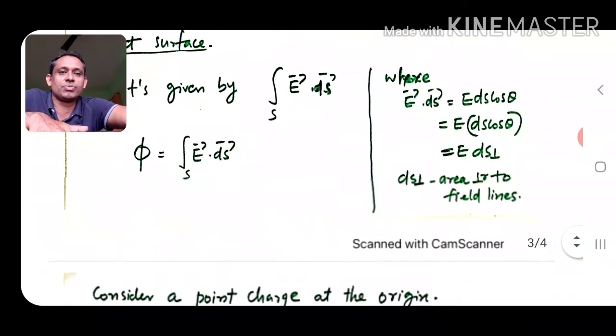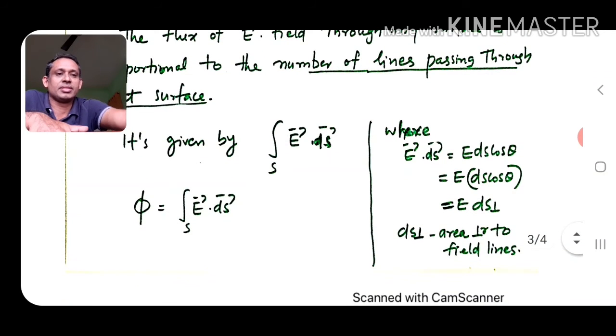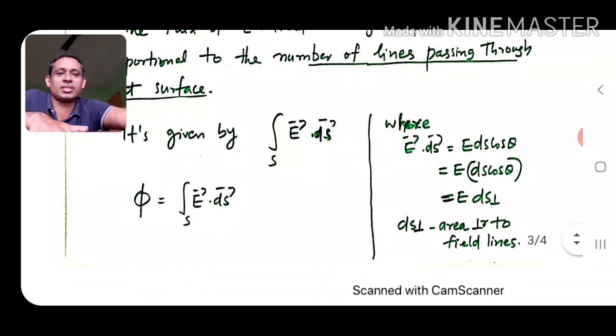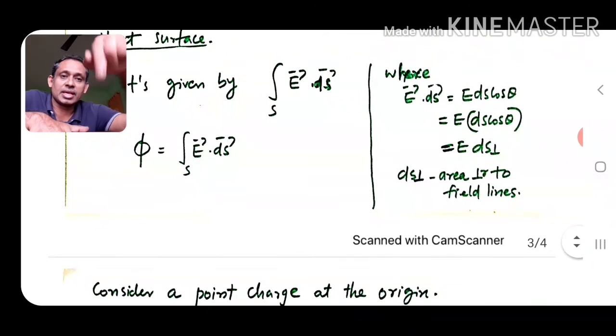So phi, the flux, which is proportional to the number of lines passing through that surface, is given by the integral of E dot ds. E dot ds gives us the number of lines passing through ds perpendicular to the field. And integral over the surface means you are integrating over the entire area.